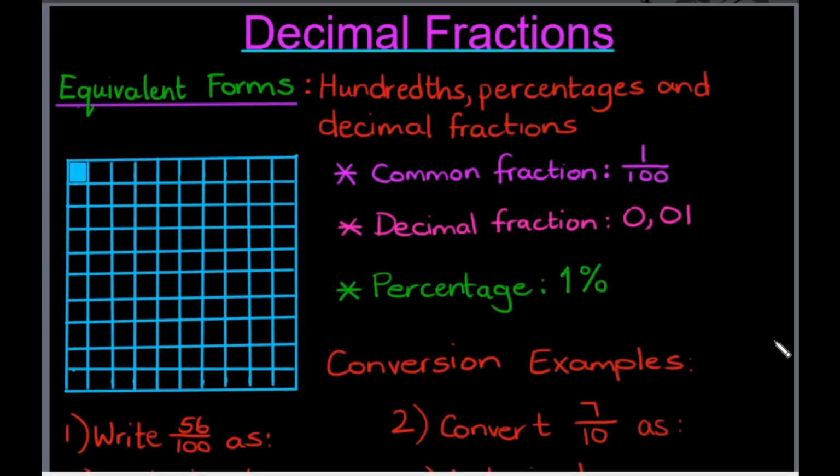Our other equivalent form that we have is a hundredths. As you can see here, I've drawn out a grid. Each block represents a hundredth, and you can see the depiction of 1/100th over here. We write them as a common fraction, which is 1/100. We write them as a decimal fraction, which is 0,01. As a percentage, it's 1%. As I said before, anything over 100 gives us the percentage.